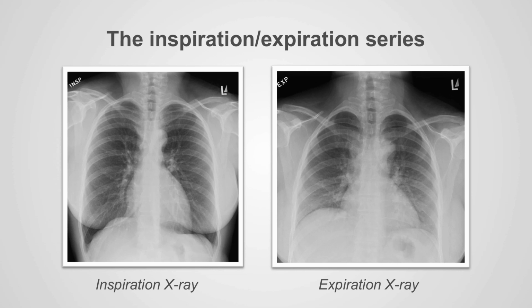In this case, we have an inspiration film where no abnormality is detected in the apices. On the expiration film on close examination, we can identify that there is a left apical pneumothorax present.